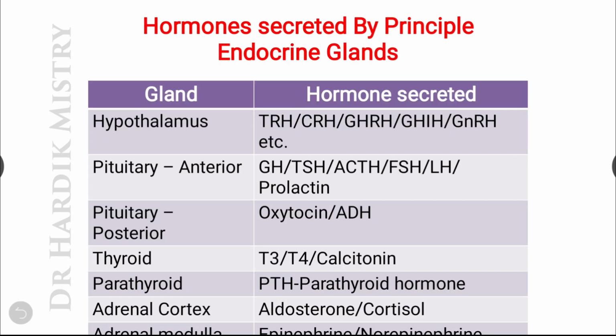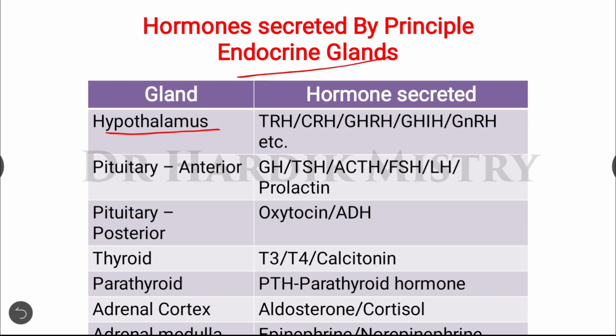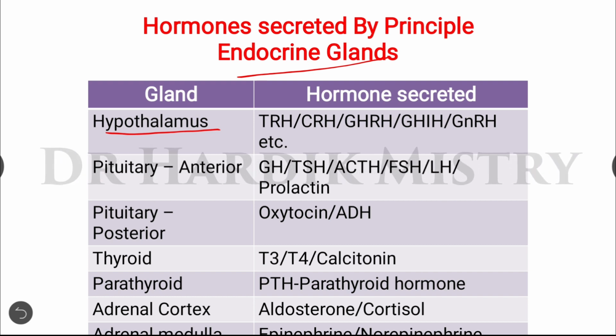Hormones secreted by principal endocrine glands. The hypothalamus secretes TRH, CRH, GHRH, GHIH, GnRH. These are the hormones secreted by the hypothalamus. We will see each of the hypothalamic hormones in detail in the next chapter. Anterior pituitary hormones: growth hormone, thyroid stimulating hormone, adrenocorticotropic hormone, follicle stimulating hormone, luteinizing hormone, and prolactin. So these are the anterior pituitary hormones. Posterior pituitary hormones: oxytocin and ADH.